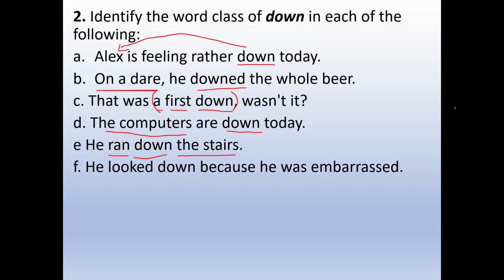Last down. He looked down because he was embarrassed. Here it's clear. Adverb. Where did he look? Down, right? It shows the direction of the action. So last down is an adverb.